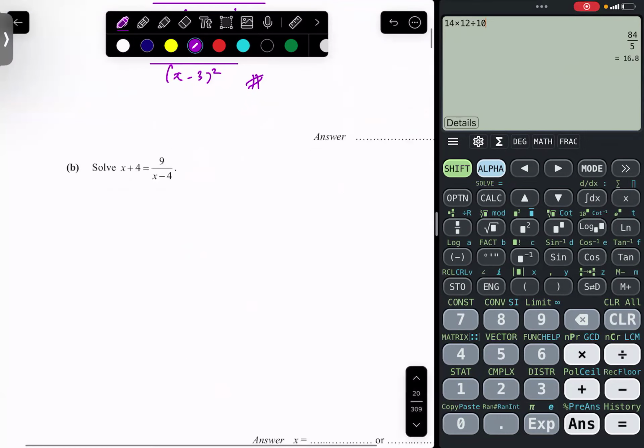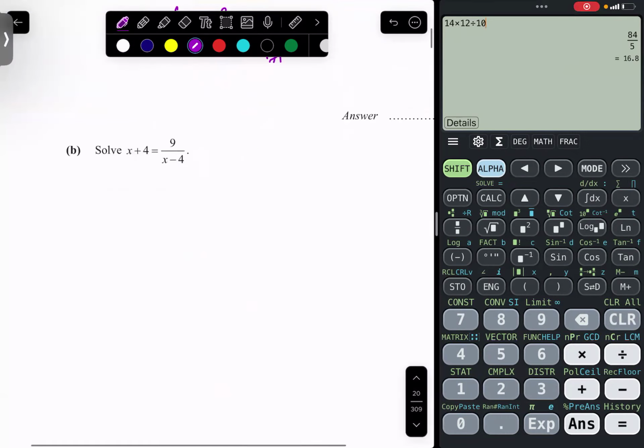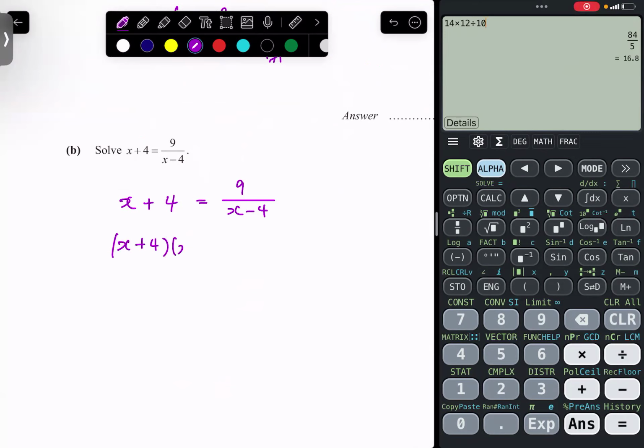Okay. Solve the equation. X plus 4 equals 9 over X minus 4. So this is an equation. Okay. So for an equation, we want to solve for X. Same thing, I still don't like the denominator, so I'm going to cross it over. So I'll have X plus 4, X minus 4 equals 9.